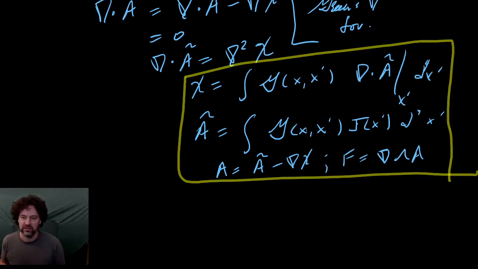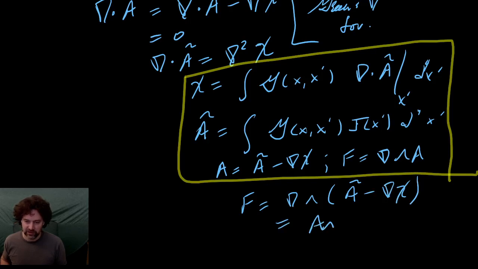And actually, what's kind of interesting here is this freedom to introduce a four-vector gradient of some scalar function chi, it actually doesn't impact F at all. So formally, this gives us a way of finding a solution for A that has a zero divergence. But once we plug that into F, we have F as grad wedged A tilde minus grad chi, which is grad wedged A tilde minus grad wedged grad chi, which is zero.